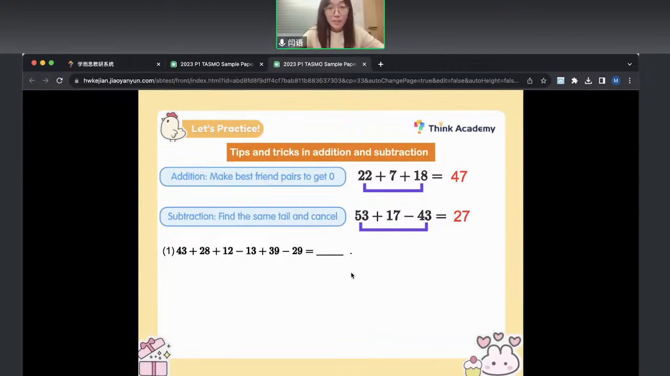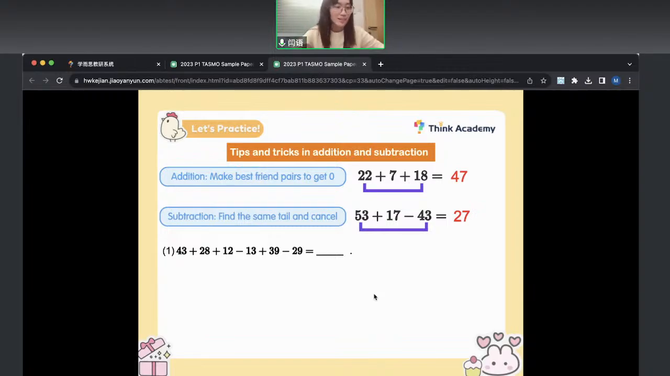Think about it. Is there any best friend pair? And is there some same tail? Can you find it? Can you see some same tails or best friend pairs? Oh, Kona so fast. Okay, what about other kids? Can you find? Okay, try. We have to listen and see whether our little tips can be used in time. Okay, yeah. You cannot just understand the tips and tricks. You should know how to use them, right?